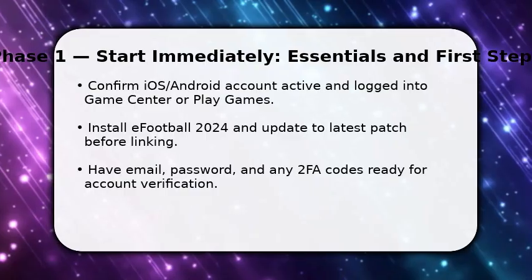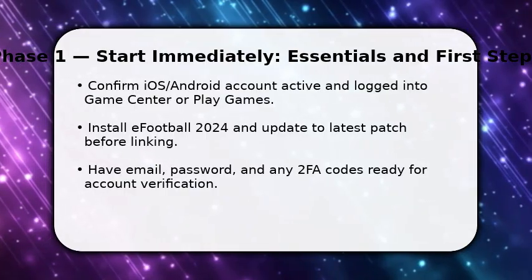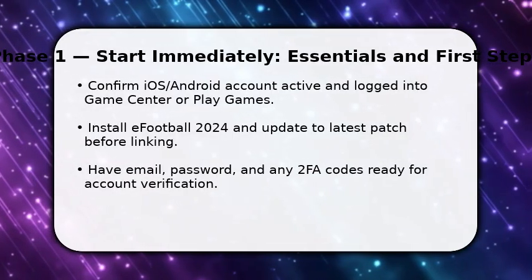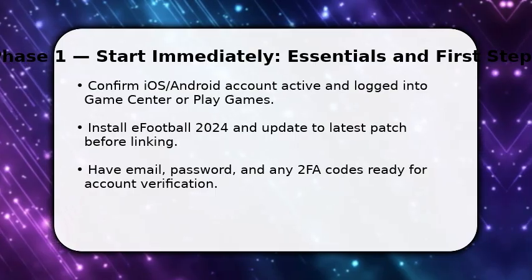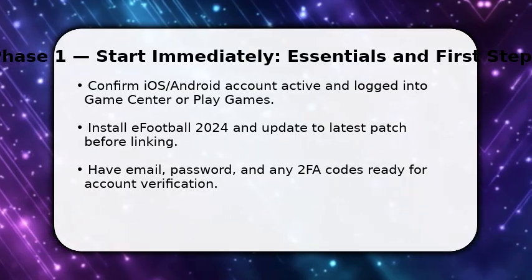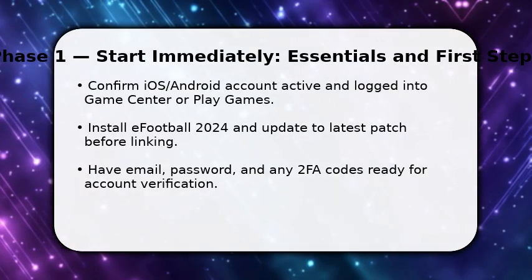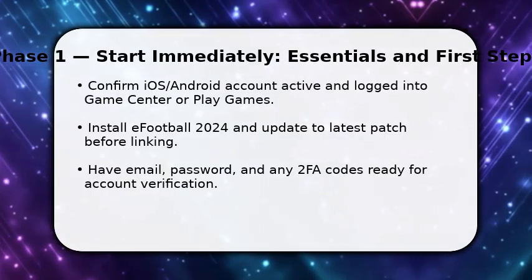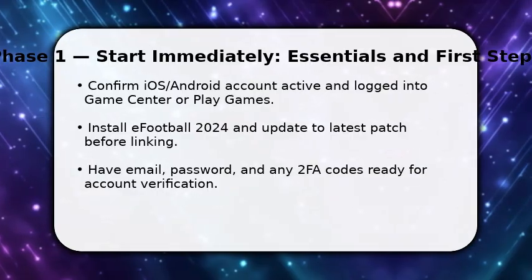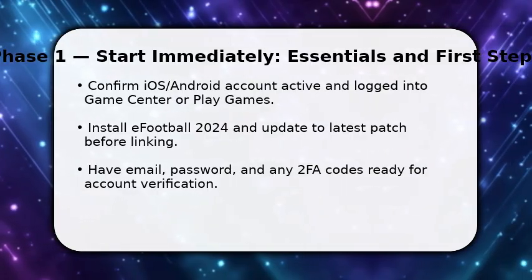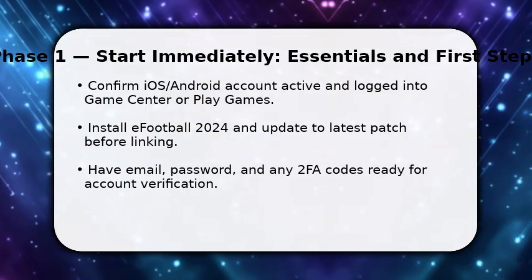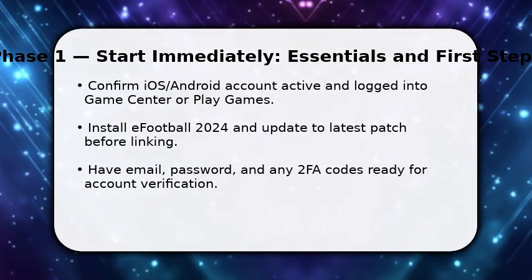Enjoy the video. You start by confirming accounts. Sign into Game Center on iOS or Play Games on Android because the link uses those profiles to sync progress. Once done, open eFootball 2024 and choose the Login or Account menu. Make sure updates finished so options appear. If you use two-factor authentication, have codes ready. This avoids interruption during the link process and prevents account lockouts while the app exchanges credentials.